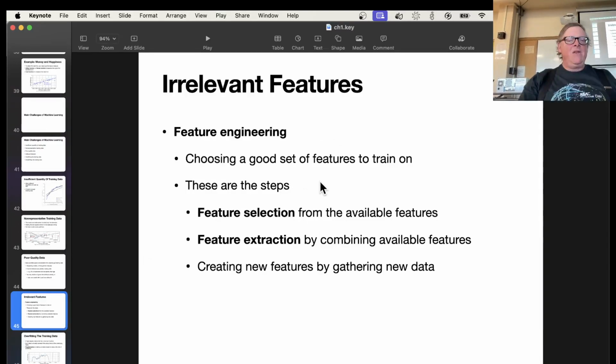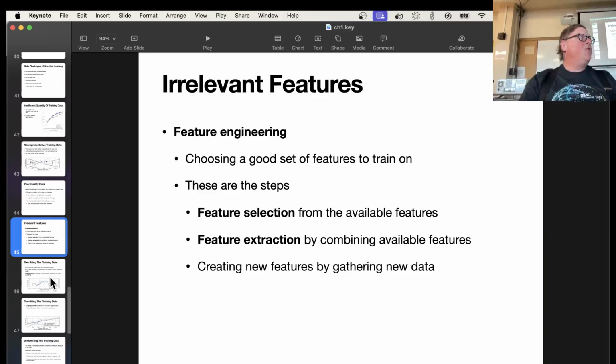You might have irrelevant features. So you have to select what features seem to be important, perhaps combine available features to extract it, or create new features by gathering new data. These are all things you have to do where humans are feeding in a lot of judgment calls to get the answer.